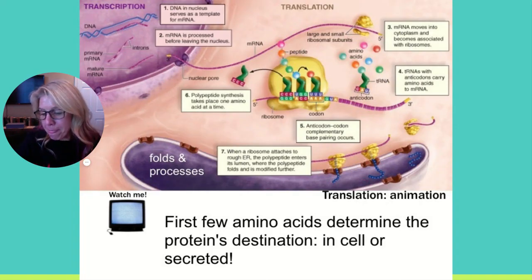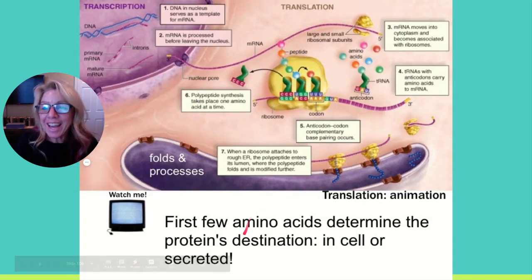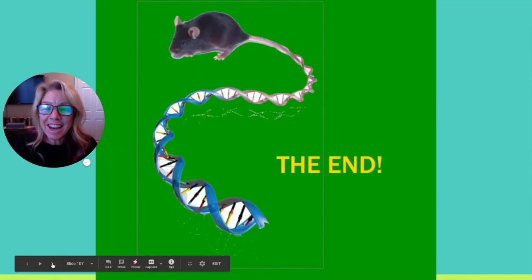So gene expression occurs when the gene product, the protein, is operating. It requires transcription and translation, and the first few amino acids of the protein determine if the protein belongs in the cell or it will be secreted. Okay, and then that is the end.